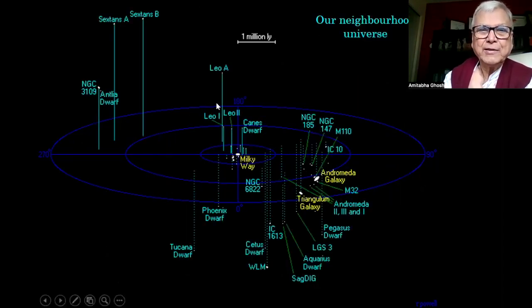1 million light years. This is 1 million light years, that is, 10 lakh light years.